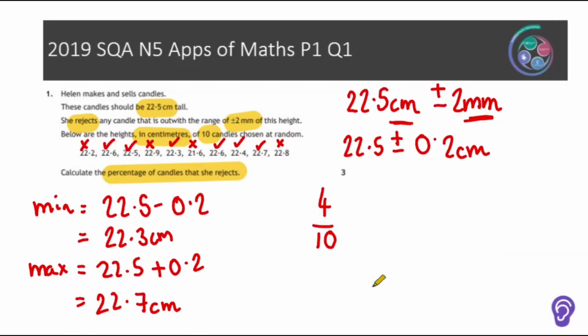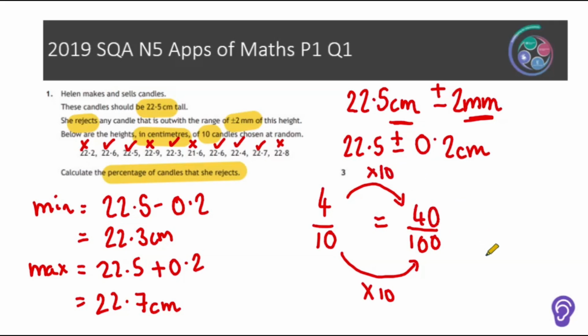Now as for percentage, I've got 4 out of 10 here. Now the easiest way to write a fraction as a percentage is to get an equivalent fraction over 100, because the word percent means per 100. So if you've got a fraction with 100 on the bottom, then however many percent that is, on the top there is your numerator. So I've got 4 over 10. To get that as an equivalent fraction over 100, I'm going to times by 10. Whatever I do to the bottom, I'm also going to do to the top, so I'm just going to times 4 by 10, which will give me 40. And now I've got 40 per 100, or 40%.